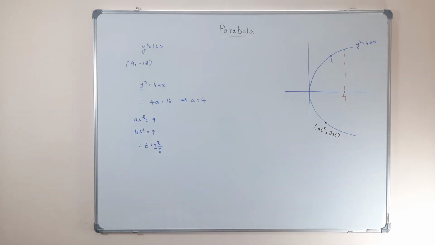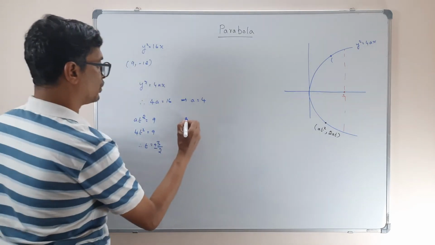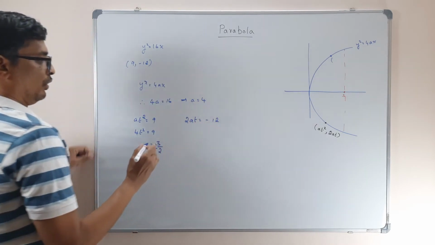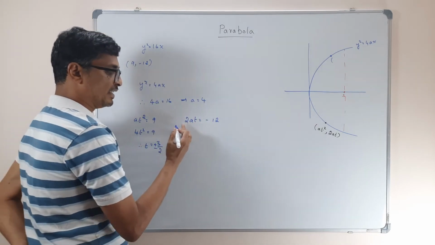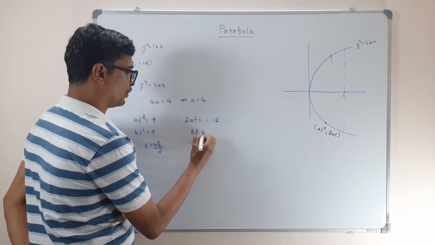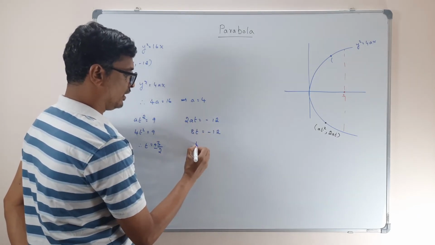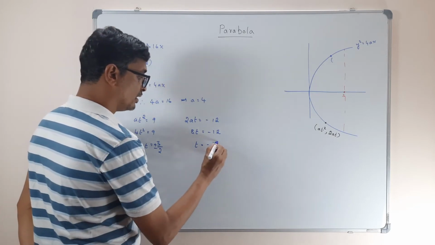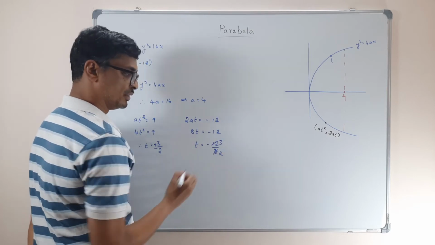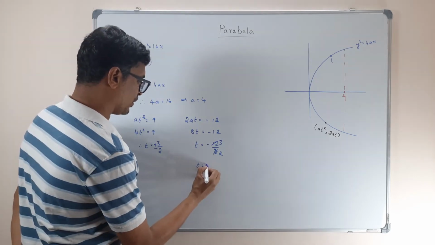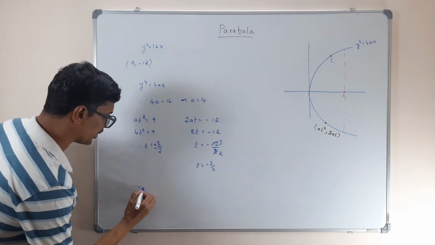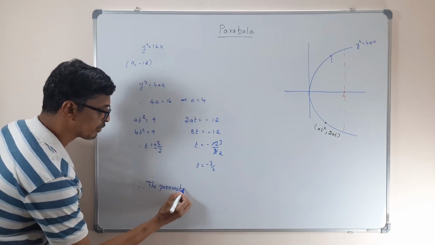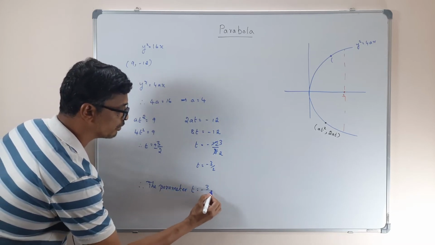So now what is the next one? The y value is 2at. Correct? 2at will be equal to how much? Minus 12. So 8t equal to minus 12. Or t is equal to minus 12 divided by 8. Tell me, how much? 3 by 2. Right? So therefore, t is equal to minus 3 by 2. Therefore, the parameter t is equal to minus 3 by 2.